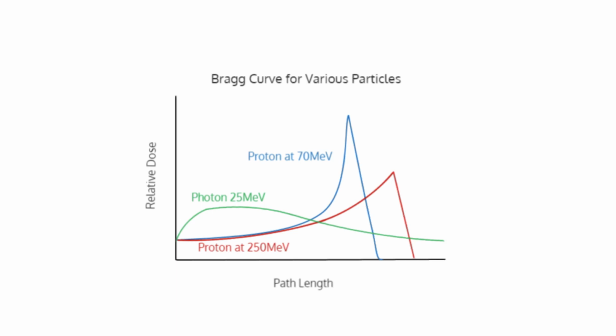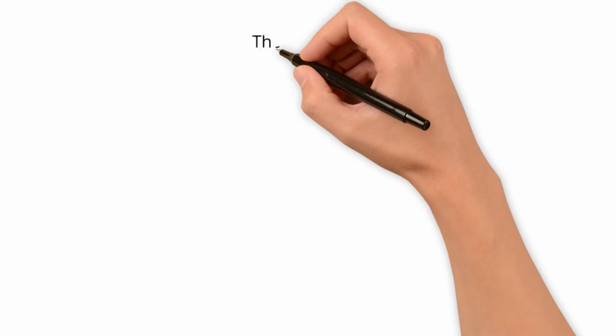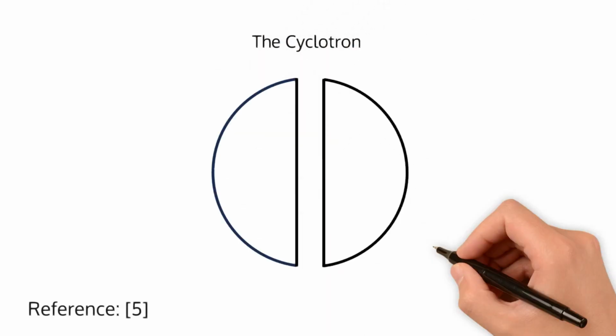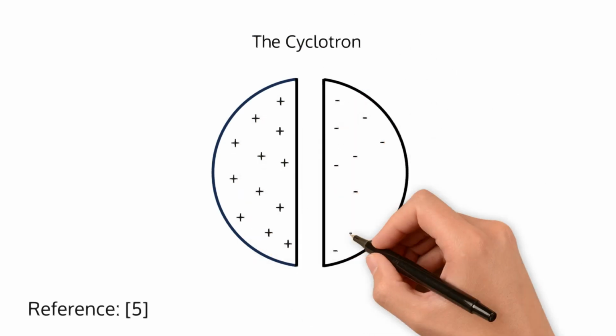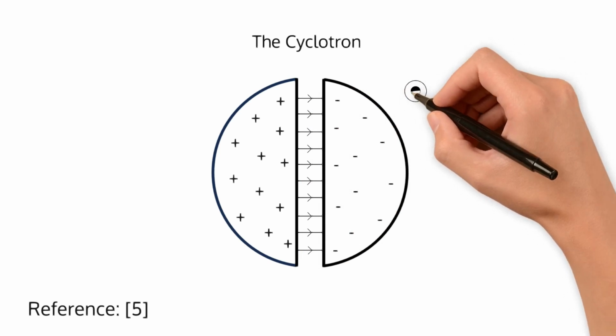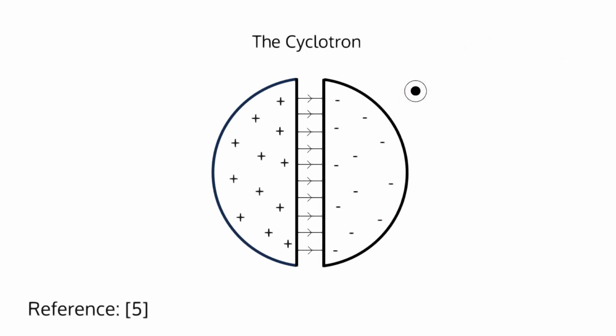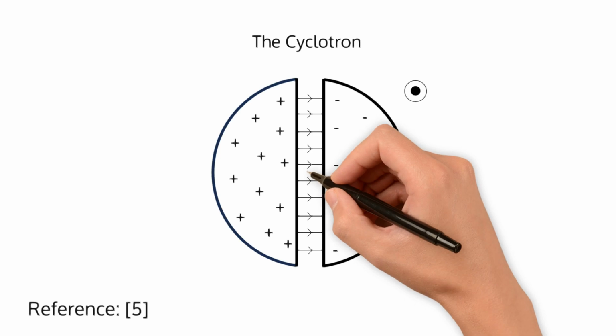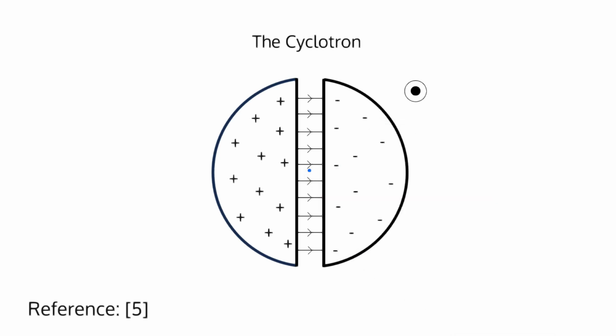So where do these protons originate, and how do we regulate their energy to get their Bragg peak where we want it? The process starts in a cyclotron. The cyclotron is a machine constructed from charge plates known as Ds due to their shape, and it has a uniform magnetic field perpendicular to them as illustrated in the diagram. A source of protons, for example ionized hydrogen, is placed at the centre of the structure between the charge plates.